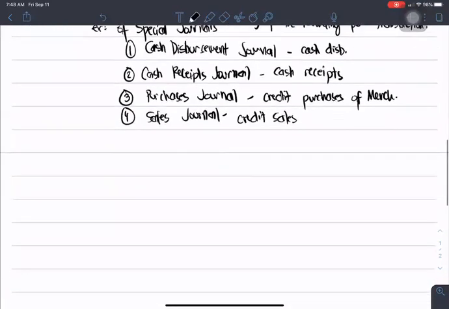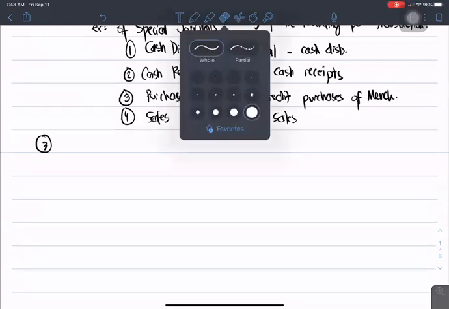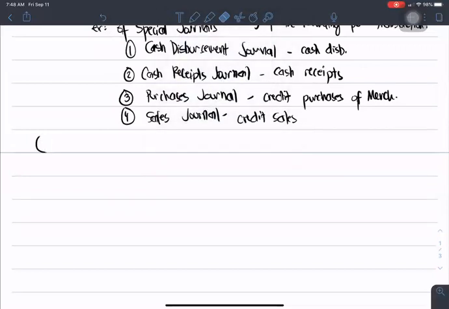We go now to step number 3. So what is step number 3? Again, our first step is we identify and analyze. Our second step is to record it in your journals, or the journalizing process. We go now to the third step. The third step is posting to the ledger.